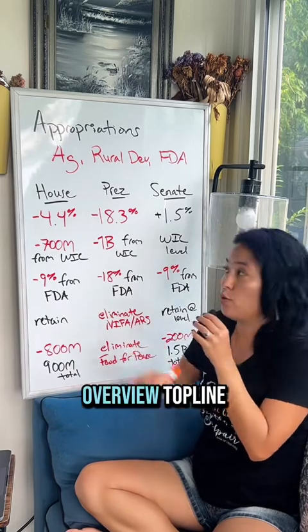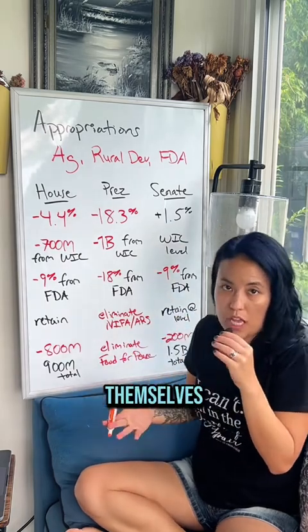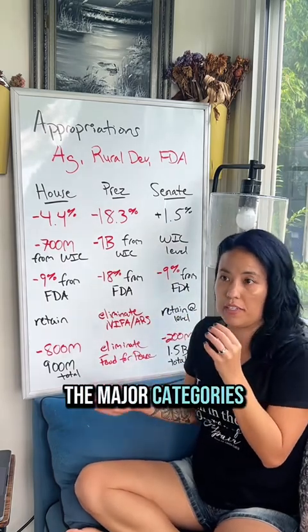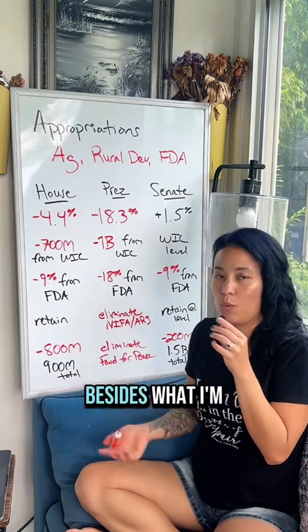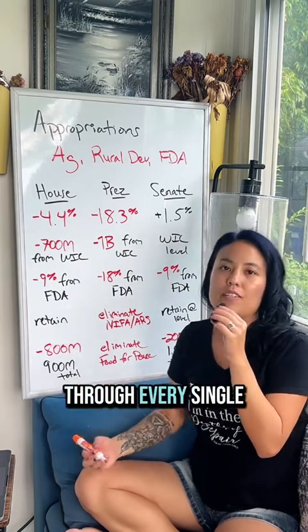I'm going to overview top line, meaning the totals themselves. I'm also going to overview some of the major categories. Please know that there's a lot more in each of these bills besides what I'm going to review, but we'd be here all day if I went through every single one of them.